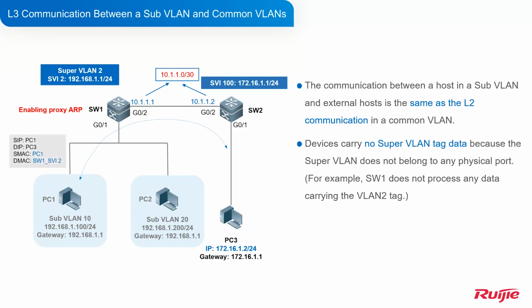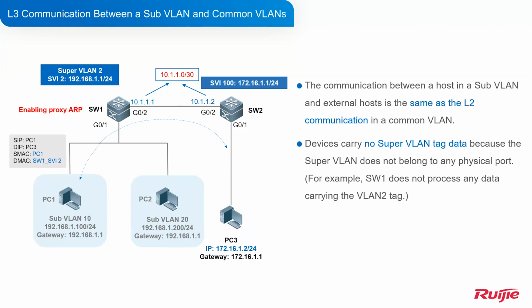Firstly, PC1 will send out a frame, whose source IP is PC1, destination IP is PC3, and the source MAC is the MAC address of PC1. Destination MAC, pay attention here: since we have enabled proxy ARP, the destination MAC here will be the MAC address of the gateway. So you can see the destination MAC is the SVI 2 MAC address on SW1.